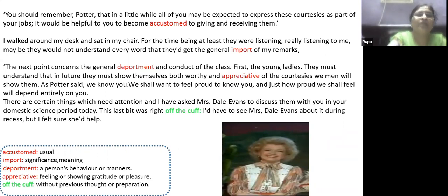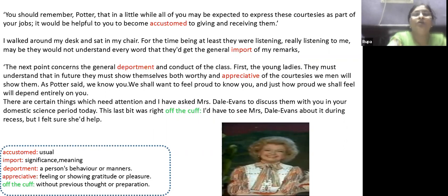Now, next, as Potter said, we know you. We shall want to feel proud to know you. And just how proud we feel shall entirely depend on you. So Potter said already, when Sir said you should call the young ladies Miss, that we know them from a very long time. We are very familiar. Why should we call them Miss? That time, what did Sir say? Even if you know them, you must address them by saying Miss.